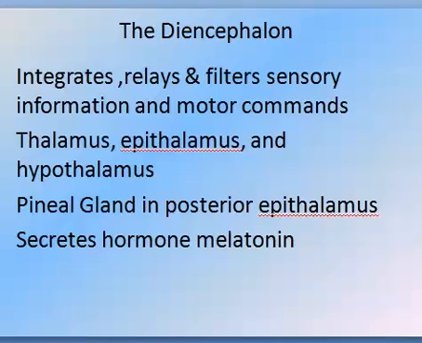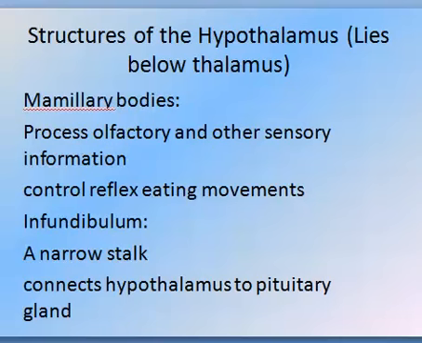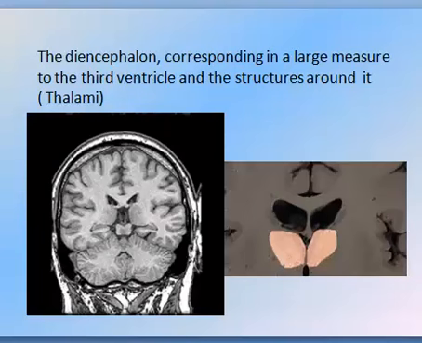Now coming to the diencephalon, which is formed of the thalamus, hypothalamus, and epithalamus. As the name implies, epithalamus is above and is related to the pineal gland, which secretes the hormone melatonin, while the hypothalamus is below and is related to the pituitary stalk and pituitary. Mammillary bodies process olfaction and other sensory information, while the infundibulum is a narrow stalk connecting the hypothalamus to the pituitary gland. So the structures of the hypothalamus lie below the thalamus. The diencephalon corresponds to a large extent to the structures around the third ventricle, the thalami.